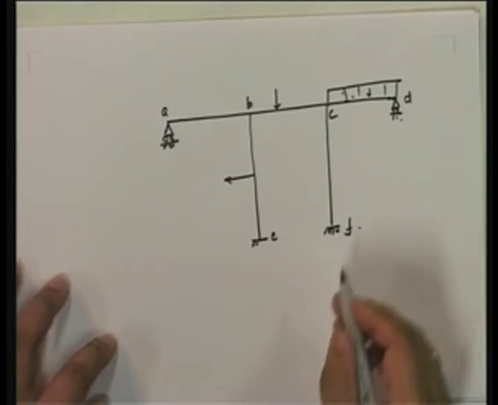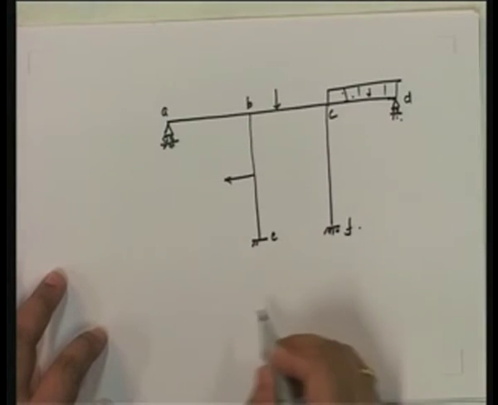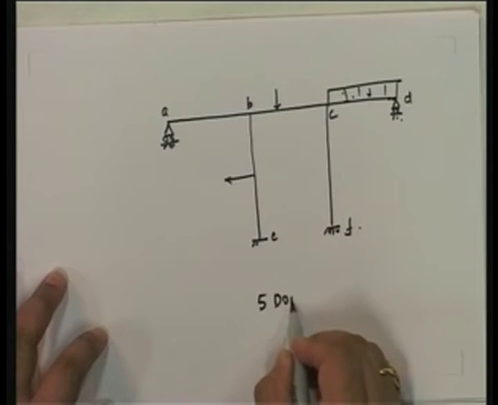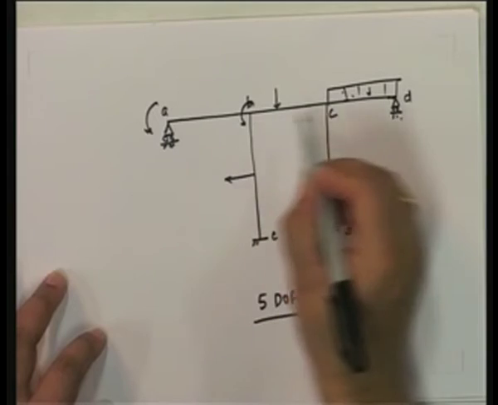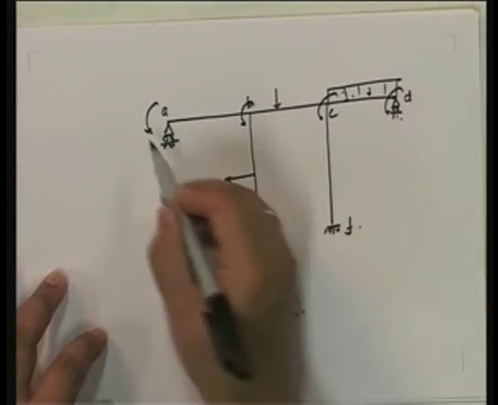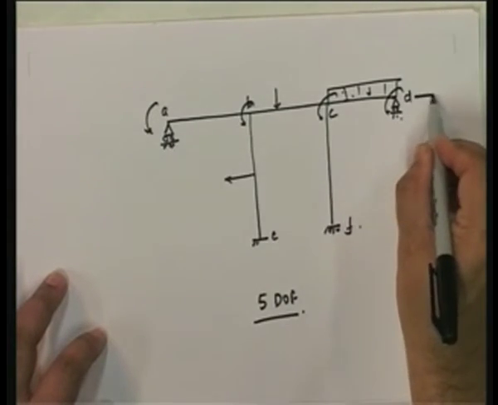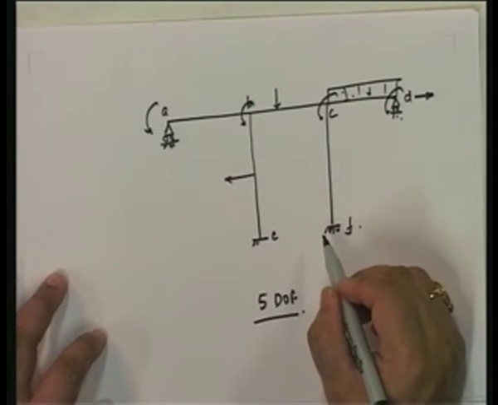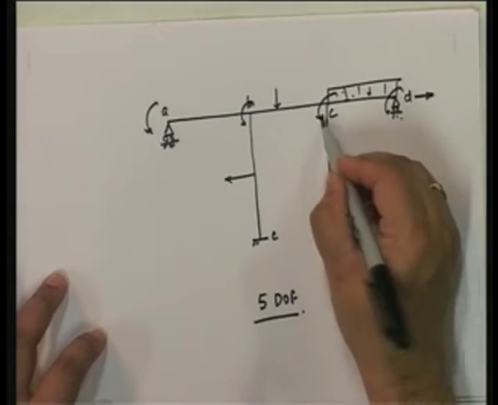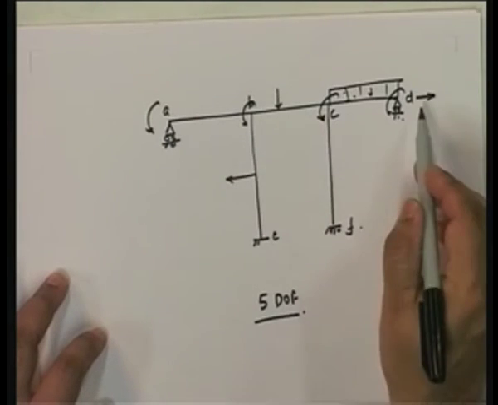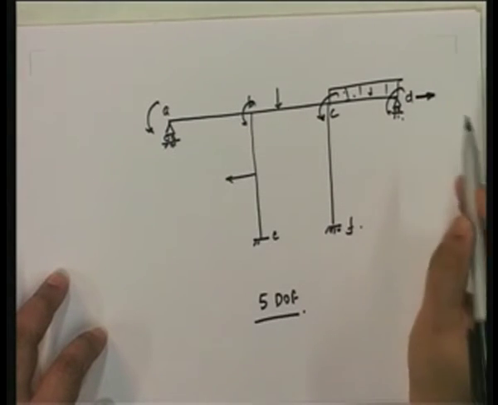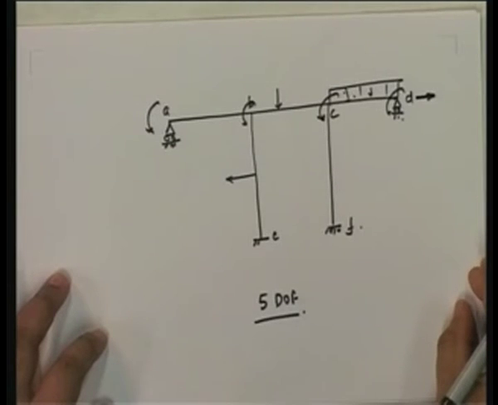How many degrees of freedom do you have? You have one less restraint, so you have 5 degrees of freedom. What are the 5 degrees of freedom? One rotation here, one rotation here, one rotation here, one rotation here, and this displacement. So now you have a frame which not only has rotations, it has a sway. Now, how do I solve this particular problem?